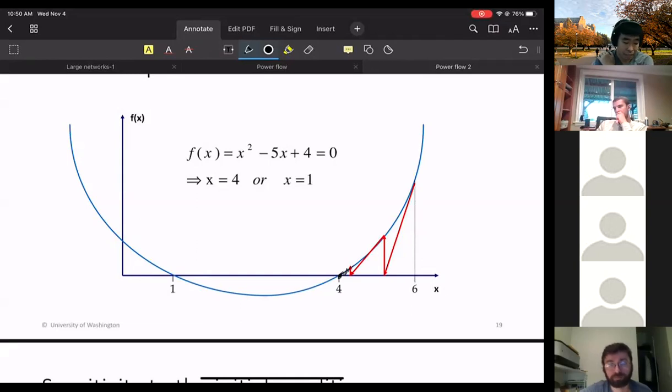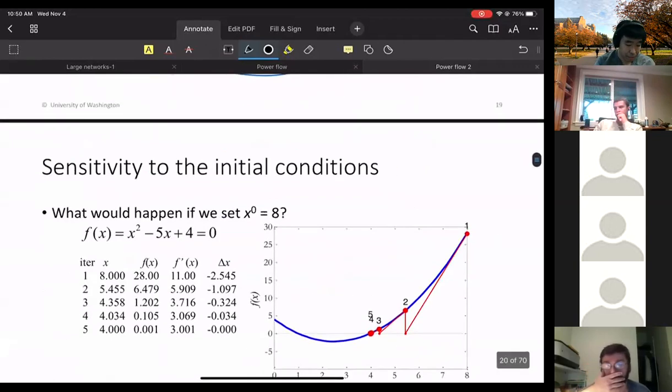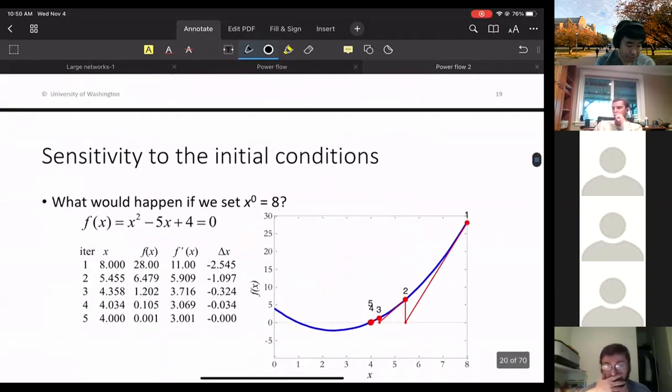So for example, here 6 is a reasonable guess, because it's not too far away from 4. It's to the right-hand side of 4, so we imagine it will converge to 4 and so on. But let's say you guess 8. 8 also works. You eventually get to 4.